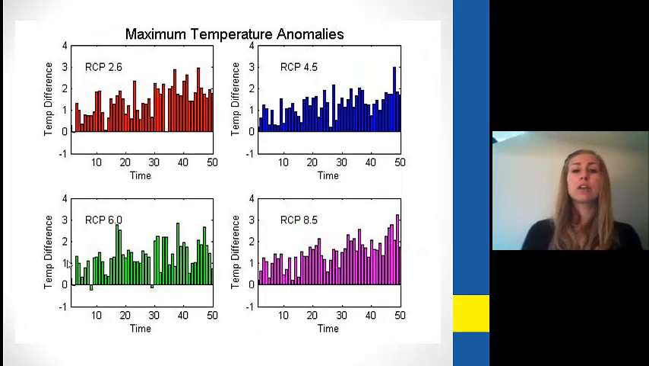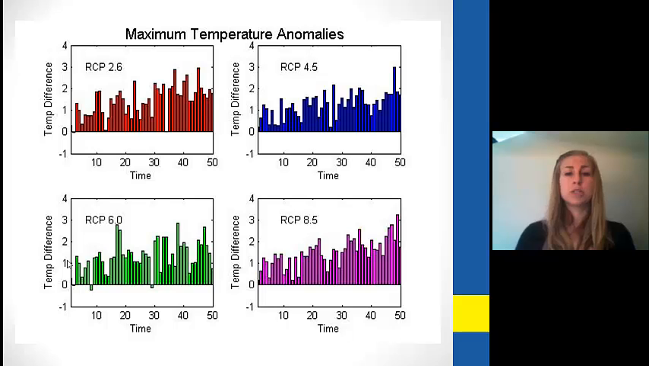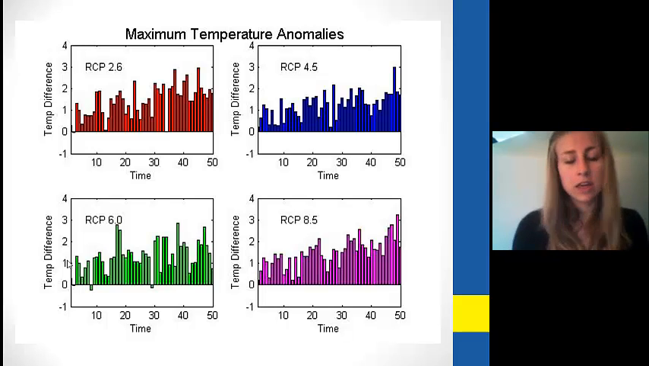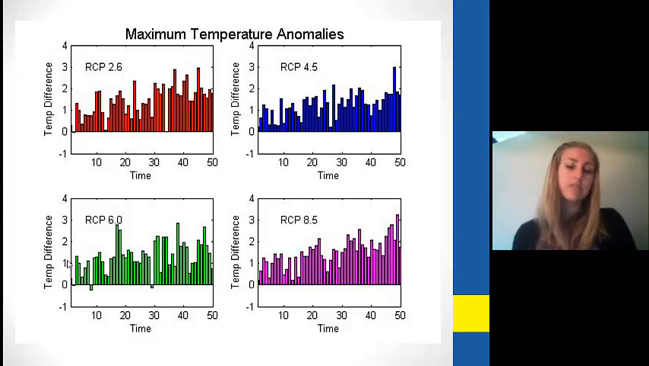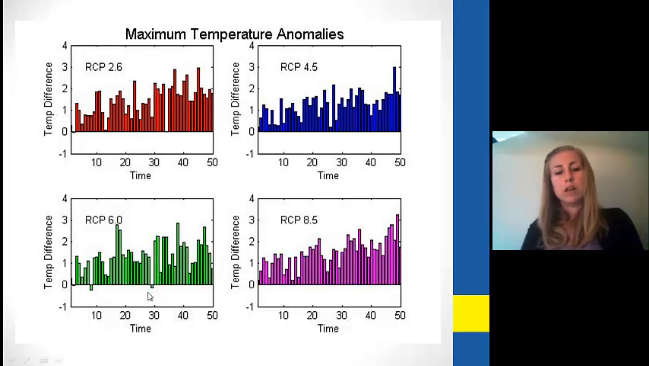And to get an even clearer look at the maximum and minimum temperature trends, I took the 1950 to 2000 mean, and I subtracted it from the data points between 2000 and 2050 to get the temperature anomaly. So these are just the temperature differences from the 1950 to 2000 mean. And as you can see, they all are positive temperature differences. So that clearly shows that the temperature will be increasing. And the only time it was decreasing was in these two instances in RCP 6.0 for the maximum temperature.